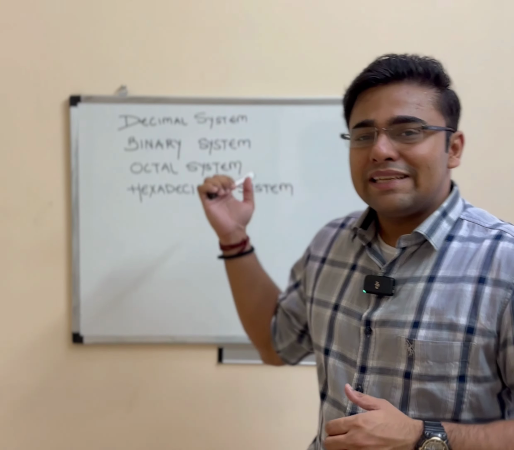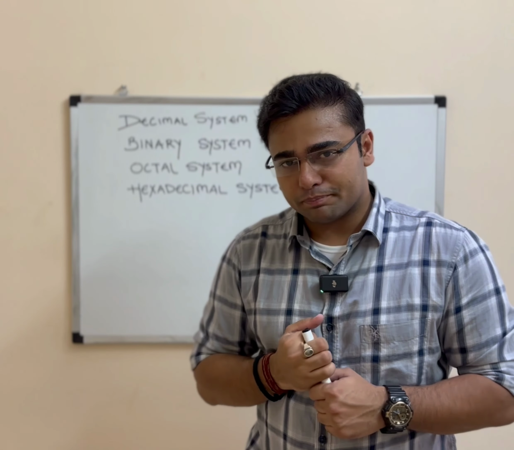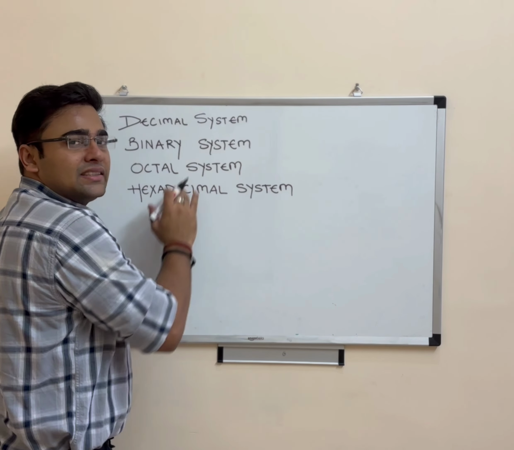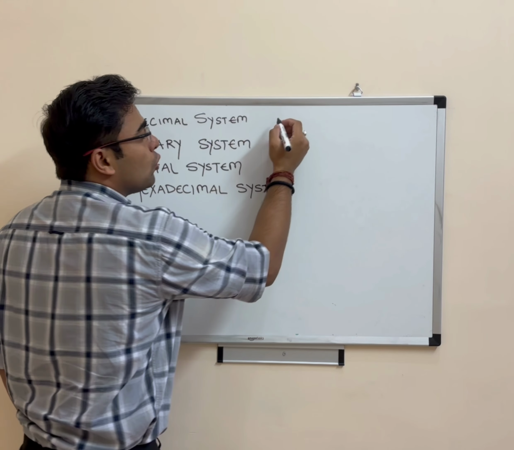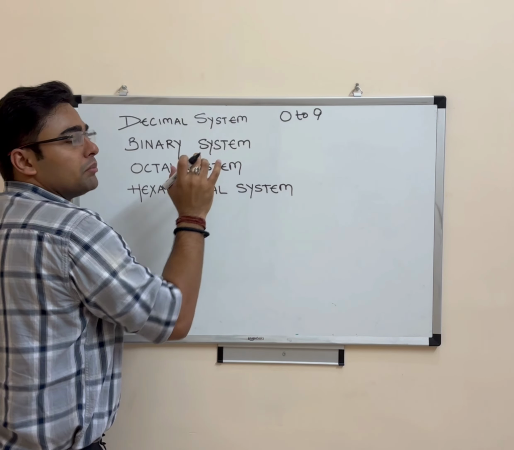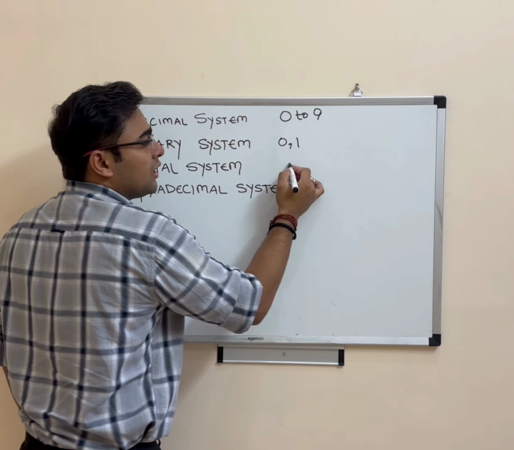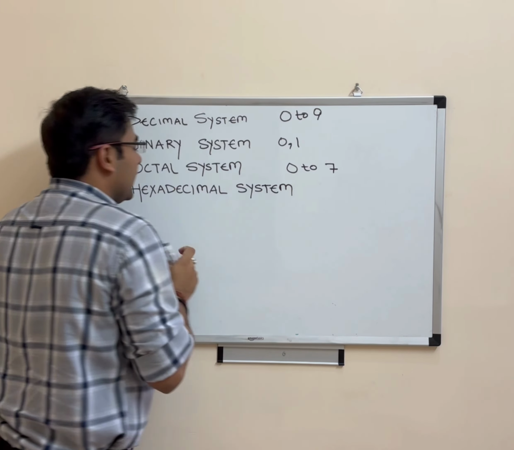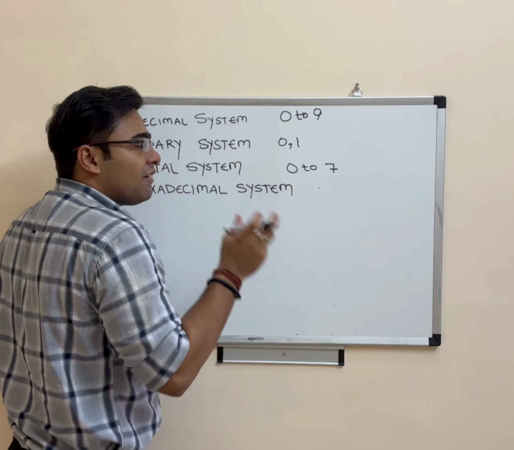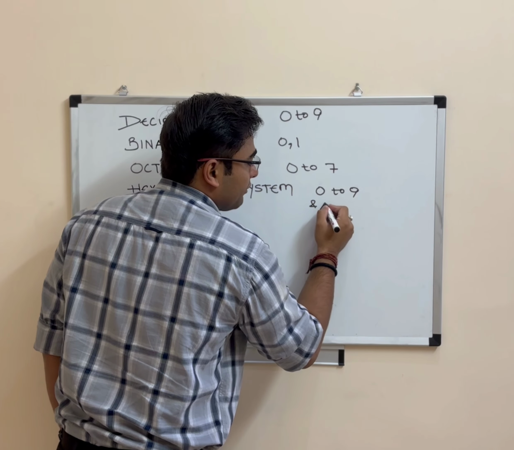place. So these are the number systems: decimal system, binary, octal and hexadecimal system. So we will understand how many digits these systems contain. In decimal system, we know that the digits lie between 0 to 9. In binary system, there are two digits, which are 0 and 1. In octal system, it has 8 digits from 0 to 7. And in hexadecimal system, it has 16 digits, which comprises alphanumeric characters, which is 0 to 9 and A to F.